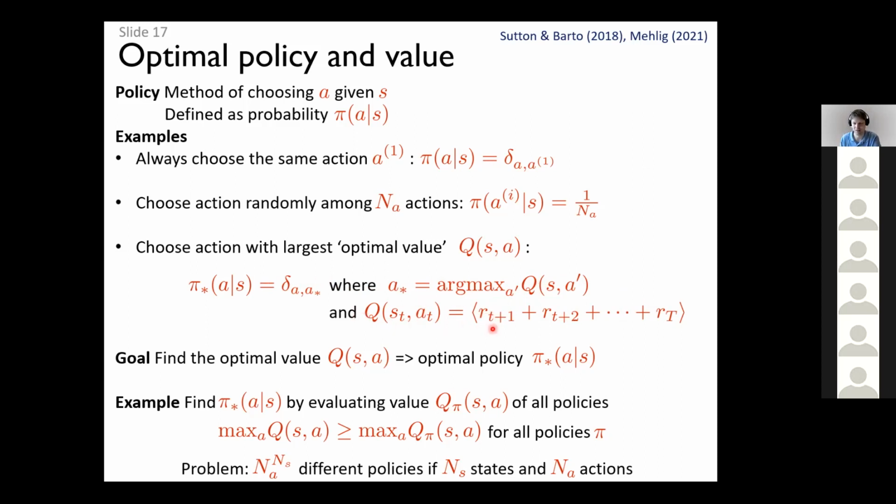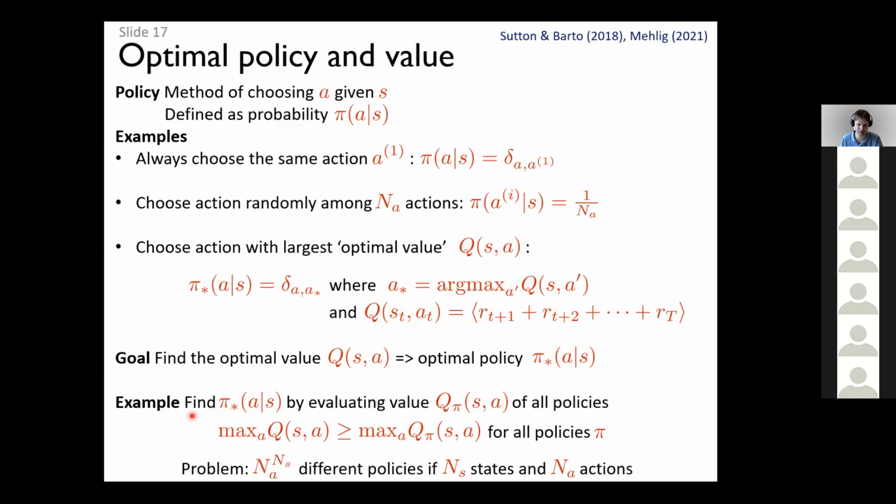So the complication is only that we don't in general know this function Q, the expected future reward. So the goal of reinforcement learning is to find this Q function. And if we have this Q function, we find the optimal policy by just always following the action with the largest Q value. Okay. So how can we find this Q function? That's what reinforcement learning is all about.